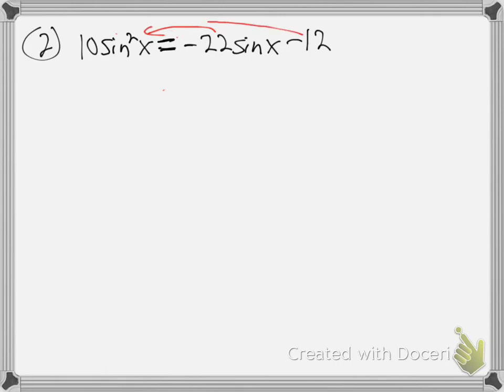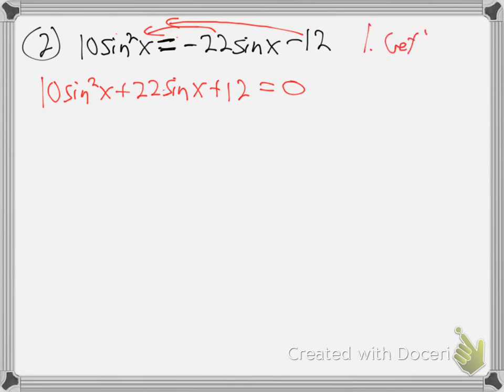There's no rule as far as right side or left side. Don't hear me saying you have to go to the left side or the right side. Either side's fine. What'll be easiest is to jump everything to whichever side where the front term will be positive. That makes factoring a lot easier. The front term is positive on the left, so I'm going to jump everybody to the left on this one. So 10 sine squared plus 22 sine plus 12 equals 0. Is that good? Step 1, get a 0.